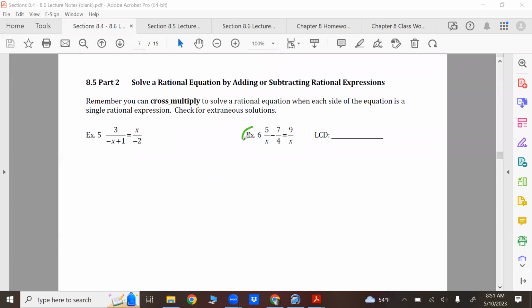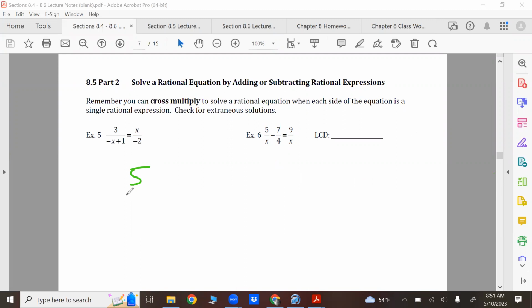All right. Now, for example 6, you can't cross multiply yet. Because do you have exactly one fraction on each side? No, right? So what you could do is combine the two fractions on the left side and then cross multiply afterwards.